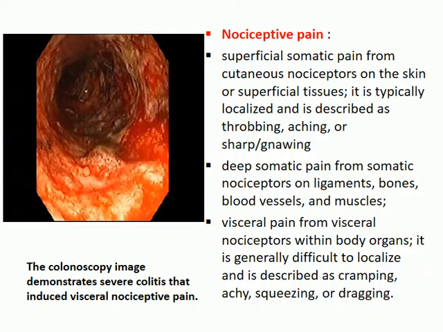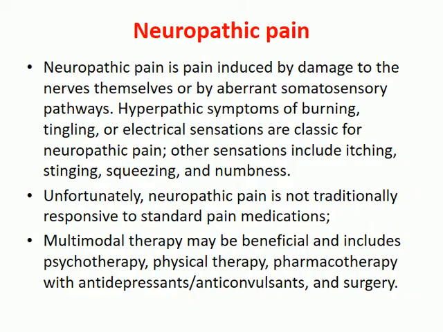Nociceptive pain. This is superficial somatic pain from cutaneous nociceptors of the skin or superficial tissues. It's typically well localized and described as throbbing, aching, sharp, or knifelike. Deep somatic pain comes from somatic nociceptors of ligaments, bones, and blood vessels. Visceral pain comes from visceral nociceptors within body organs. It's generally difficult to localize and is described as cramping, achy, squeezing.